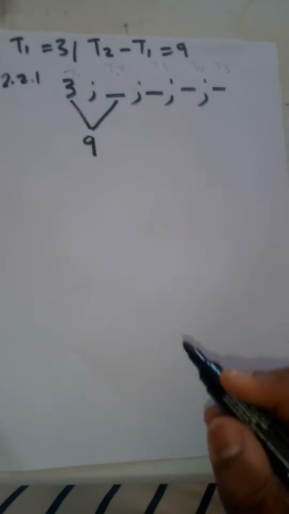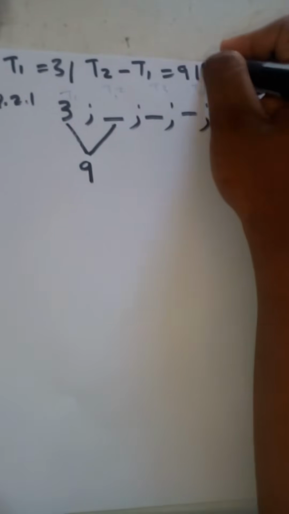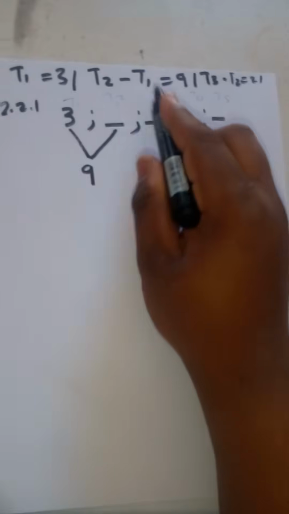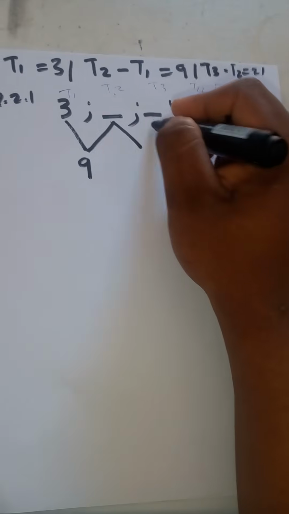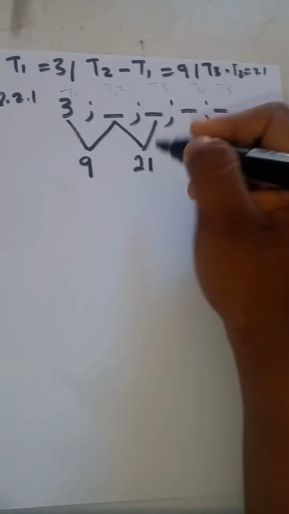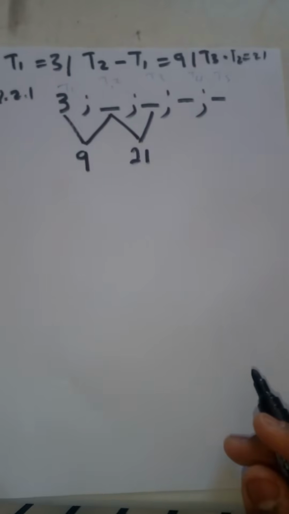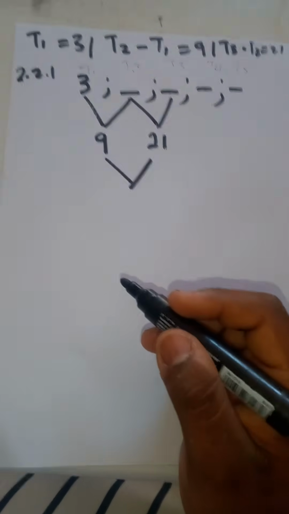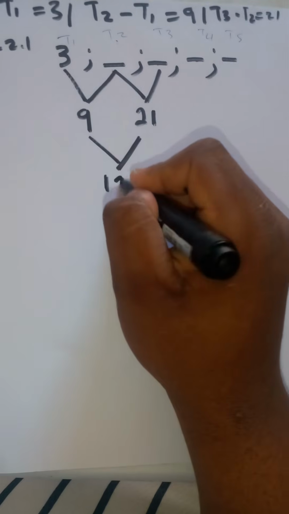And then they continued again and said what? T3 minus T2 is equal to 21. So T3 minus T2 is equal to what? 21. Is it fine? And then now let's continue and form our pattern. Let's continue the last one and find the second difference. What is 21 minus 9? It is 12. So I can write it here, 12.